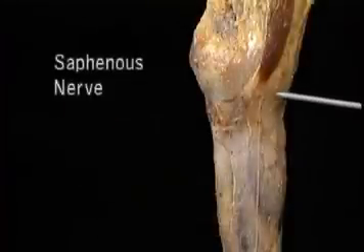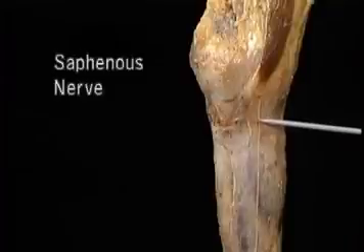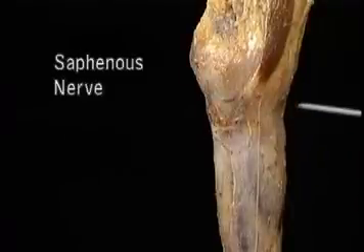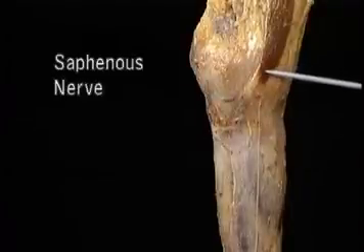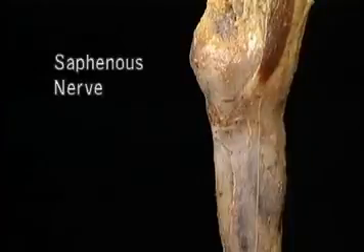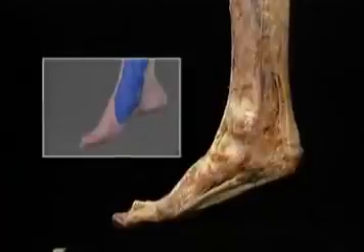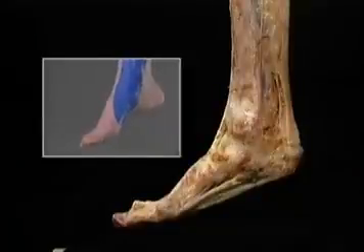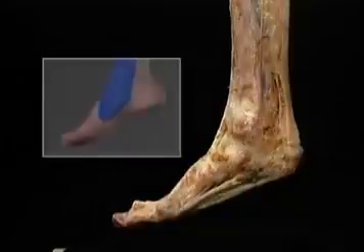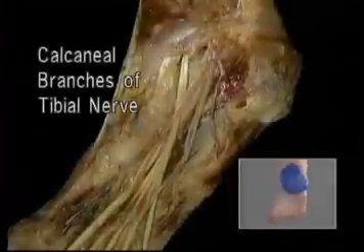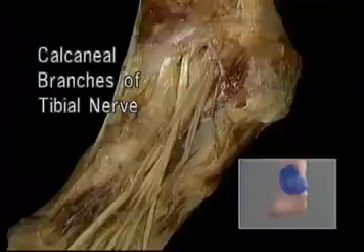The saphenous nerve, a branch of the femoral nerve, emerges at the knee from beneath the insertion of the sartorius muscle. It runs down the medial side of the leg and supplies a variable area on the medial side of the foot and ankle. Last of all, the heel area is supplied by calcaneal branches of the tibial nerve, which are given off beneath the flexor retinaculum.